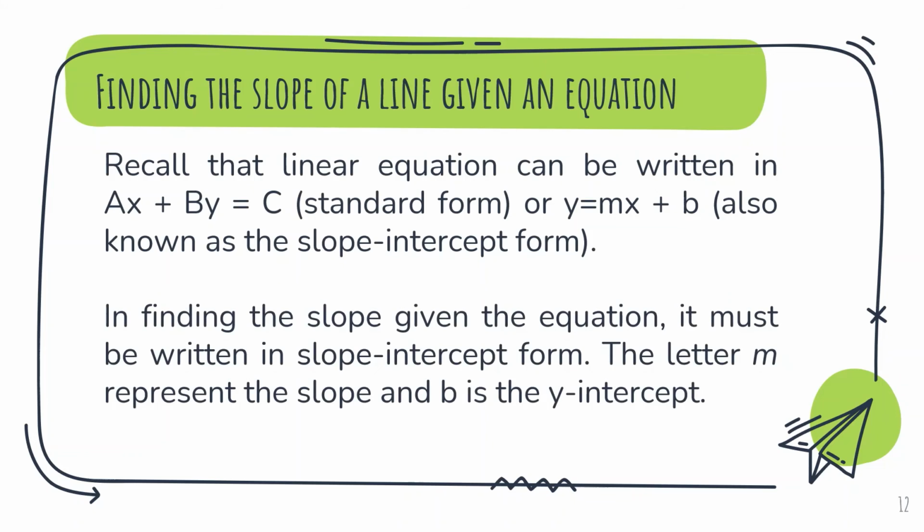Now, let's find the slope of a line given an equation. Recall that a linear equation can be written in ax plus by is equal to c, or this is in standard form, or y is equal to mx plus b, also known as the slope-intercept form. In finding the slope given the equation, it must be written in slope-intercept form. The letter m represents the slope and b is the y-intercept.